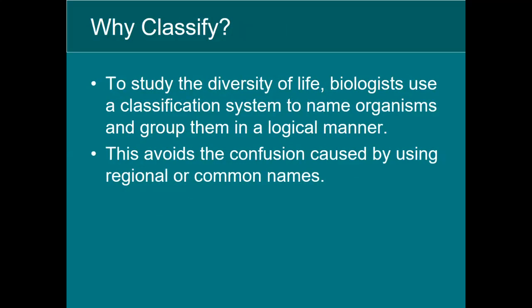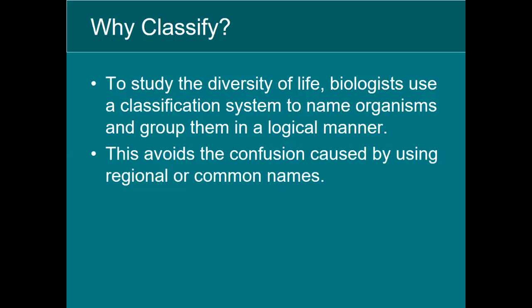This is the work of Darwin. This is the work of Wallace. This goes back to Carl Linnaeus that we hinted at before. Biologists use classification systems to name organisms and to group them in a logical manner so it's easier to understand the relationships between them and see how two species relate to each other. This avoids confusion caused by using regional or common names.